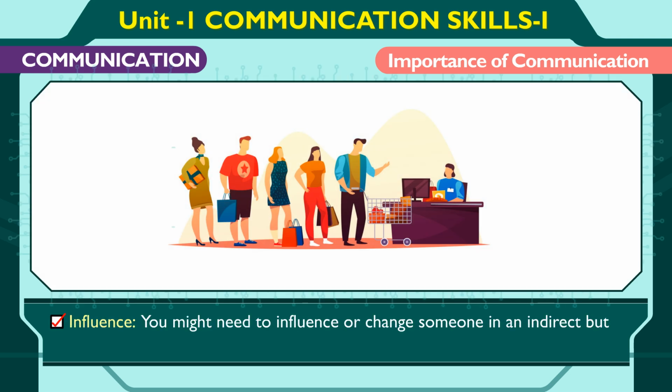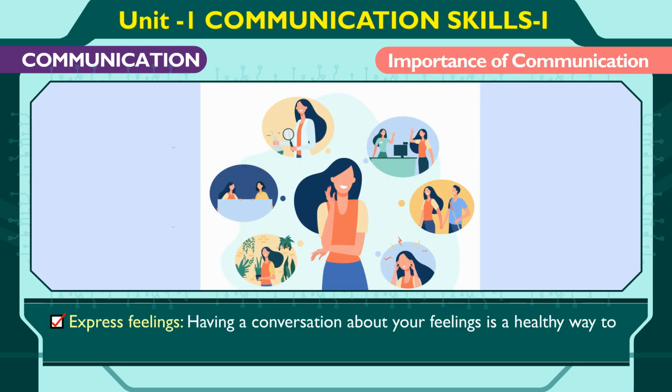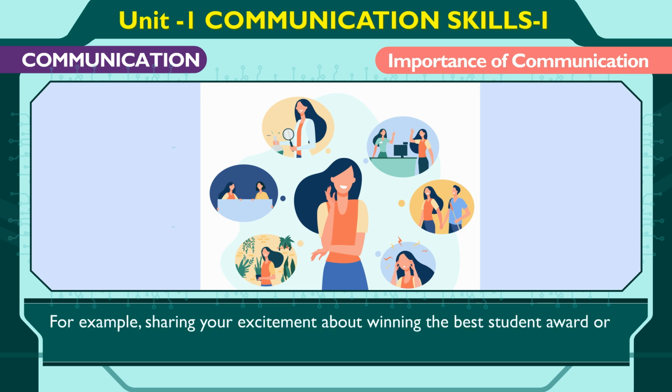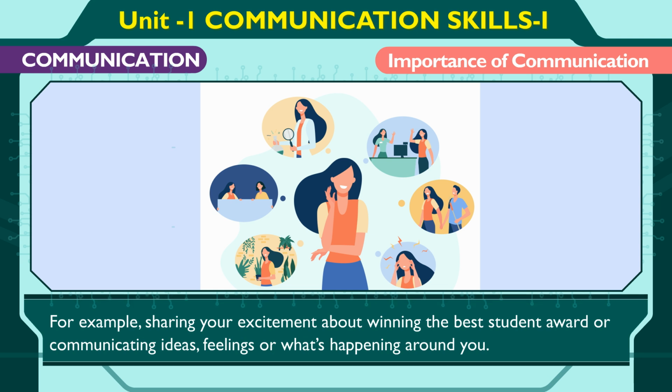Influence. You might need to influence or change someone in an indirect but usually important way. For example, bargaining with a grocery store seller to reduce the price or convincing a friend to come to your party. Express feelings. Having a conversation about your feelings is a healthy way to express them. For example, sharing your excitement about winning the Best Student Award or communicating ideas, feelings, or what's happening around you.